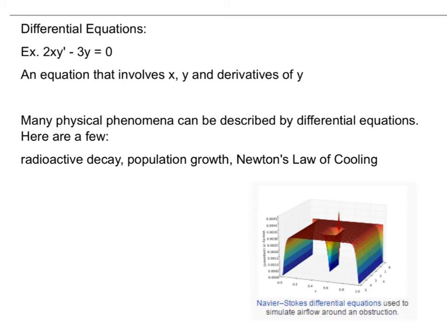Differential equations are very useful in the sciences where we can model different phenomena like radioactive decay, population growth, and Newton's law of cooling. Now, Newton's law of cooling is what's used in forensics to determine the heat that leaves a body, and then you can determine when that person passed away.